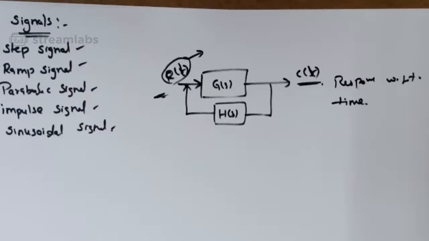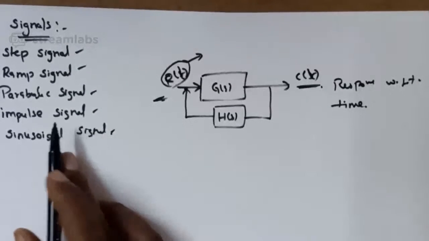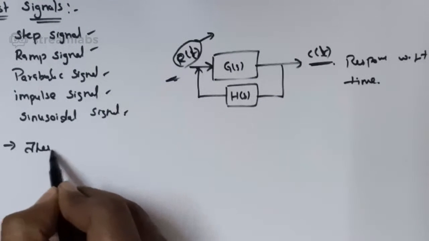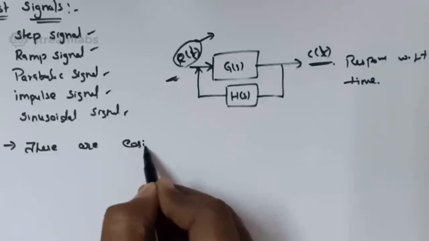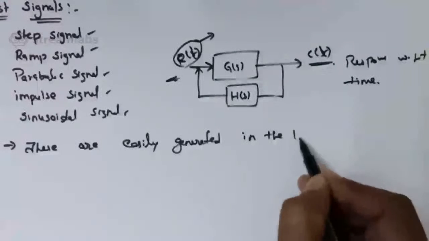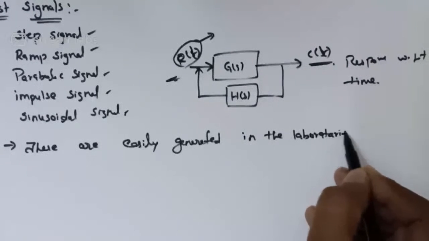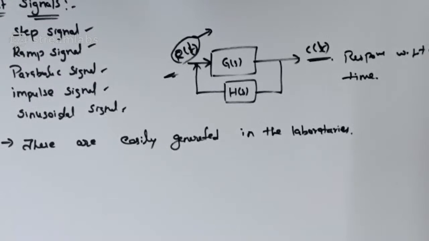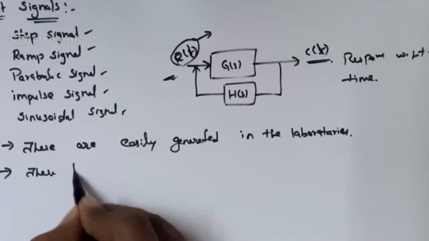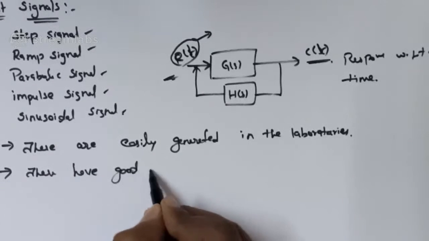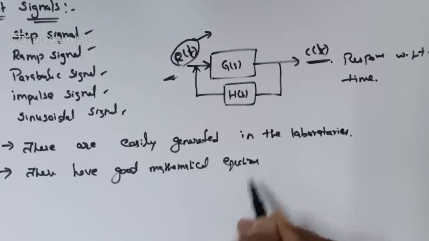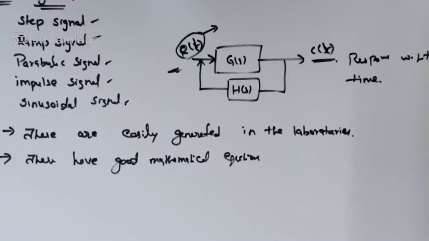Now, why can we take these signals as test signals? Because these are easily generated in the laboratories. Okay, these are generated in the laboratories. They also have good mathematical equations, and due to some characteristics these are taken as test signals.